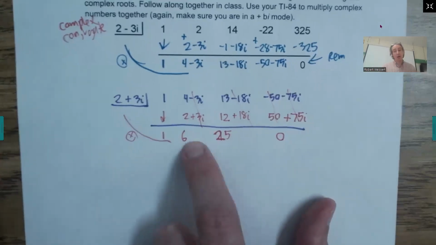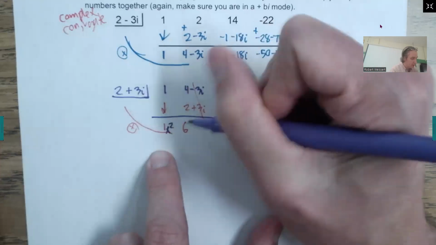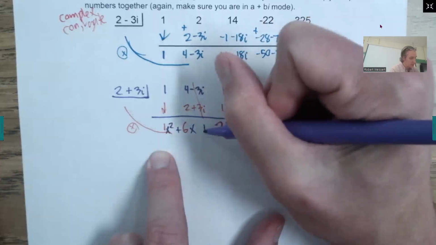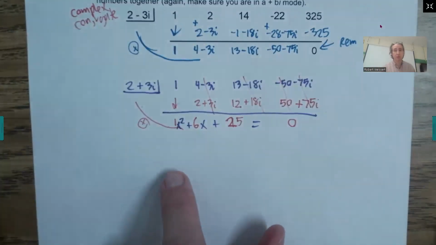But now I have my quadratic. This is my quadratic. My quadratic is 1x squared plus 6x plus 25. And we're going to set that equal to 0 and solve to get the other complex roots.